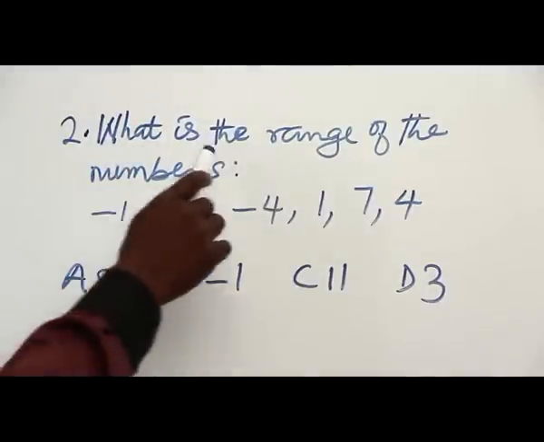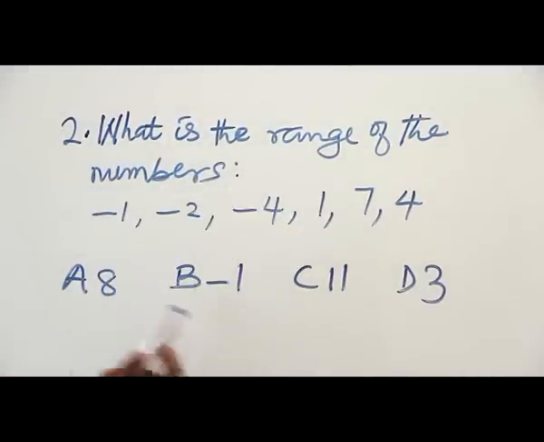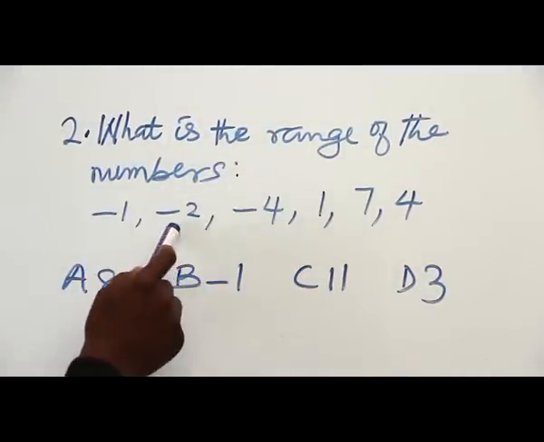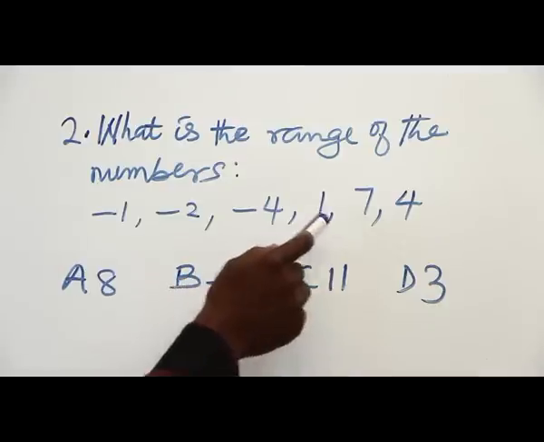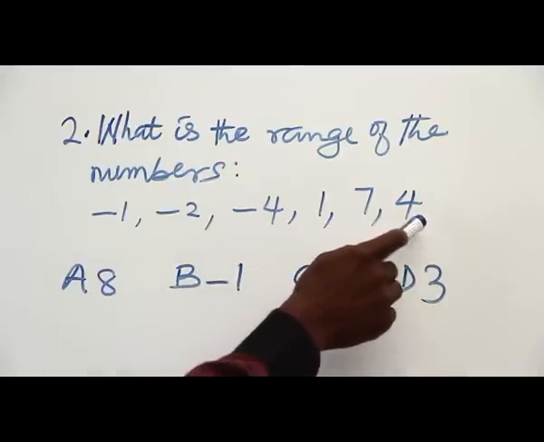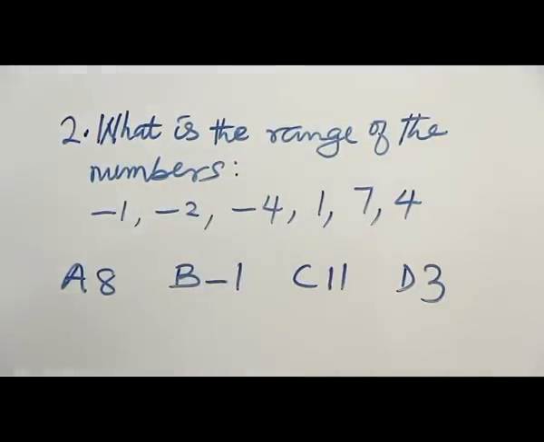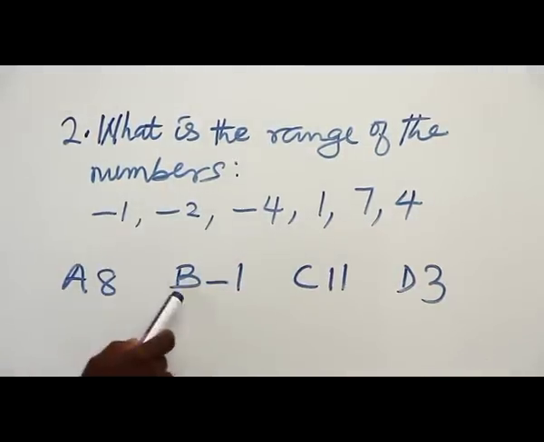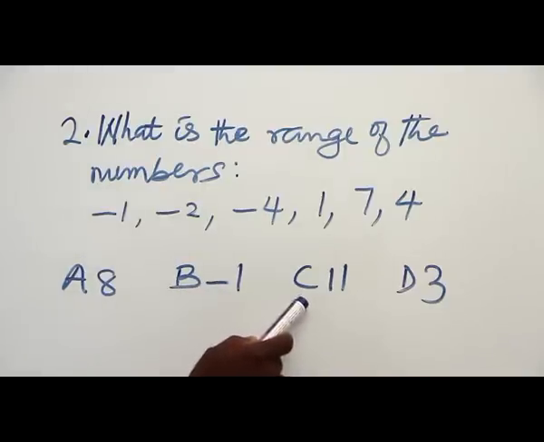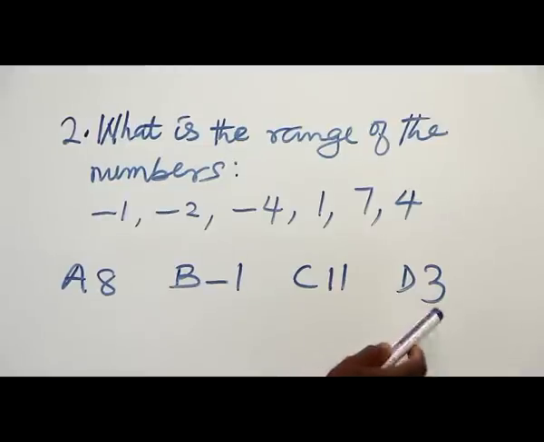Example 2. What is the range of the numbers minus 1, minus 2, minus 4, 1, 7, and 4? Options: A, 8, B, minus 1, C, 11, D, 3. Solution.